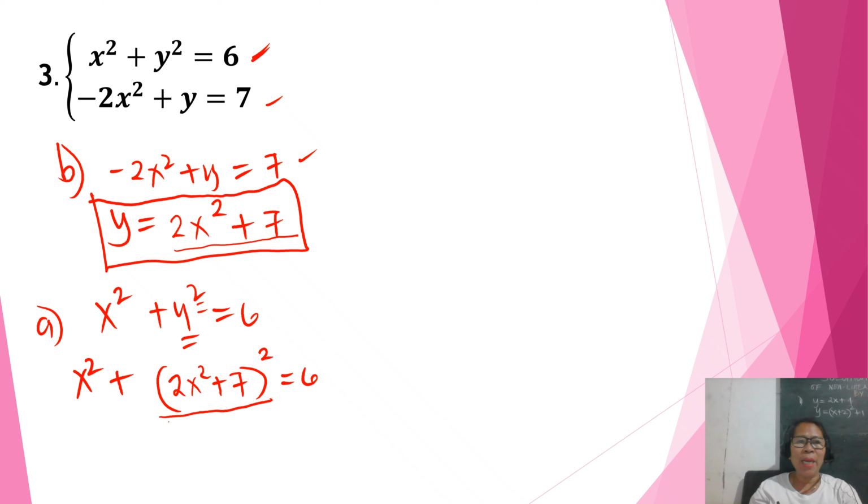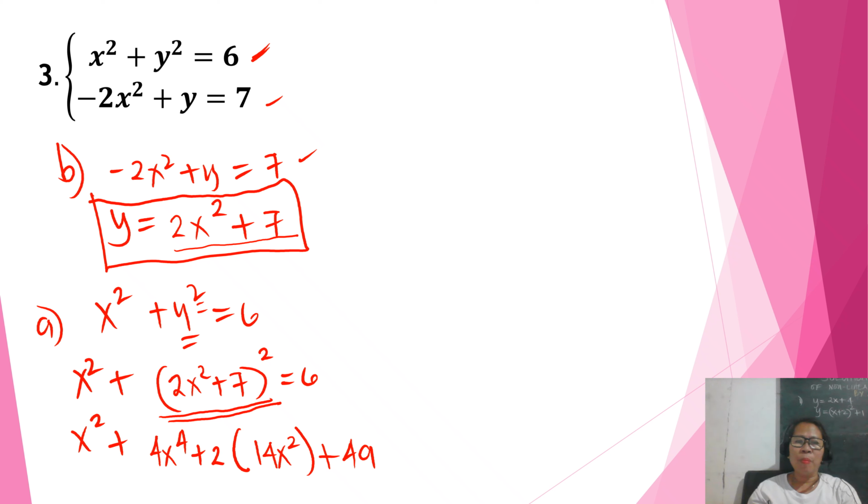We will be expanding this one. This is a square of a binomial. So how do we expand this? The first step is to square the first term. Our first term is 2x squared. So squaring 2x squared, that will be 4x to the 4. Plus twice the product of the first and the second. What is our first? 2x squared, times 7, so that will be 14x squared. And then plus squaring the last term, which is 49.